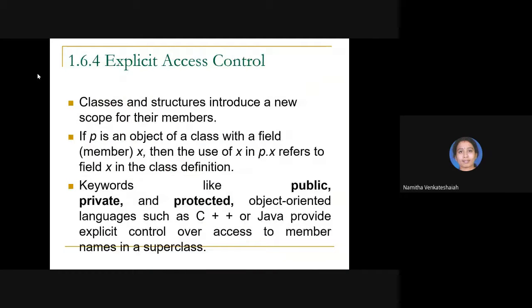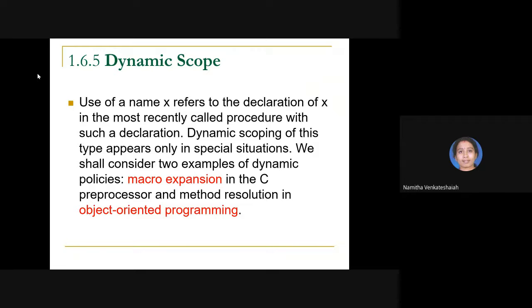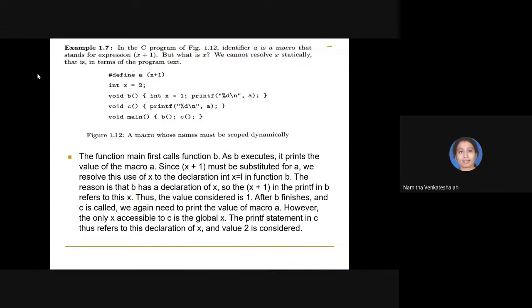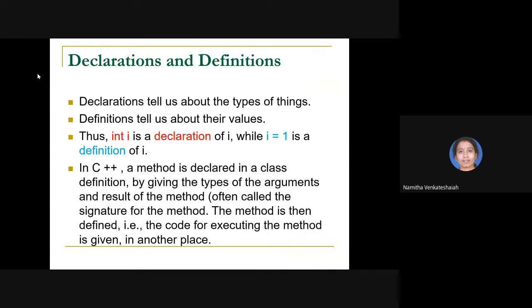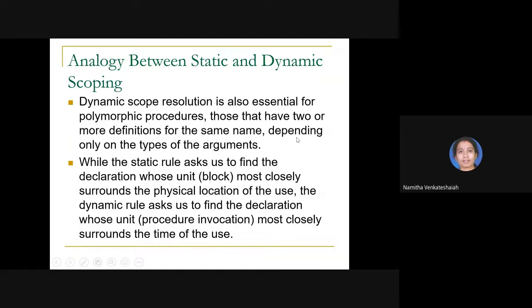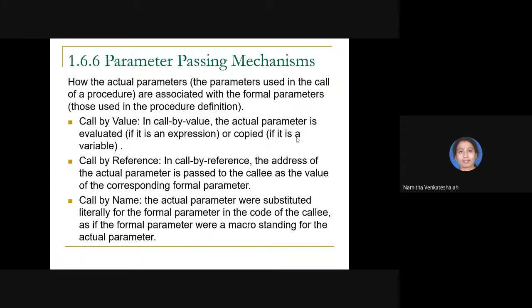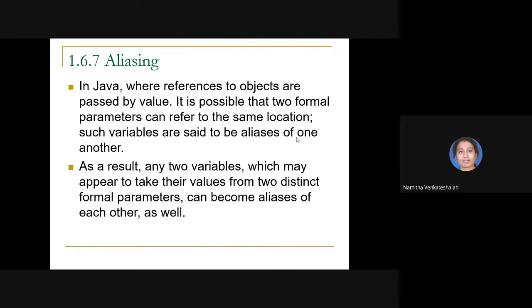We learnt about explicit access control, how we give it in object oriented languages like Java and C++ using public, private, and protected. And also we learnt about dynamic scope. We learnt the difference between declarations and definitions. Declaration means int I. Definition means I is equal to whatever value you give. We also learnt about the analogy between static and dynamic scoping, and different parameter passing mechanisms like call by value, call by reference, and call by name. We also came to know about aliasing.